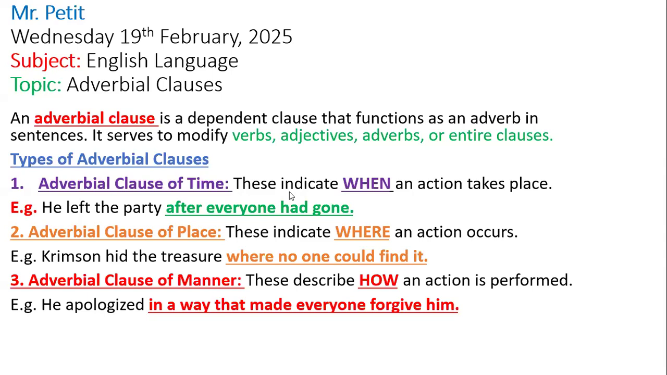Number 3, adverbial clause of manner. These describe how an action is performed. Example, he apologized in a way that made everyone forgive him. Very good. So what is the adverbial clause in the third sentence? In a way that made everyone forgive him. Very good.